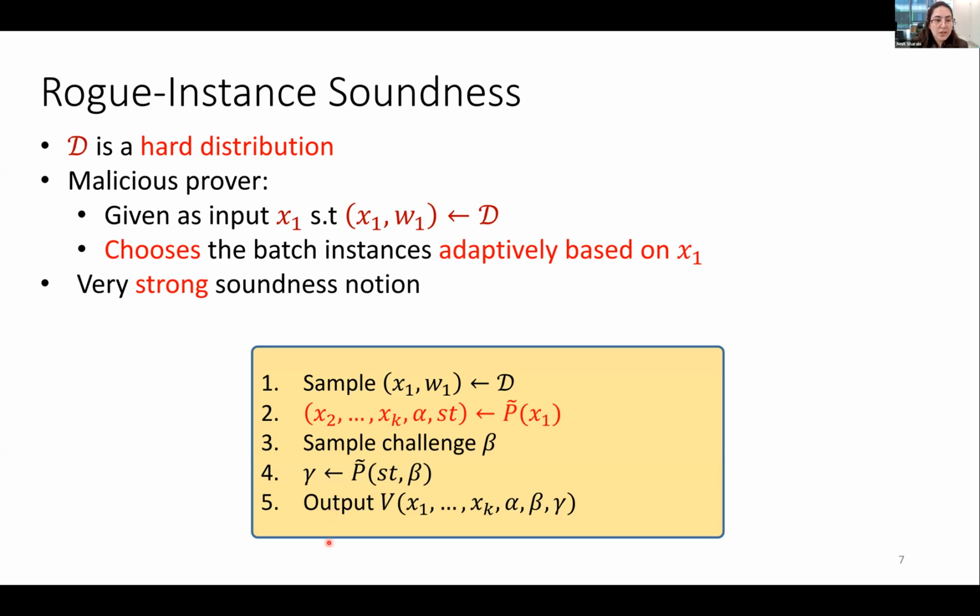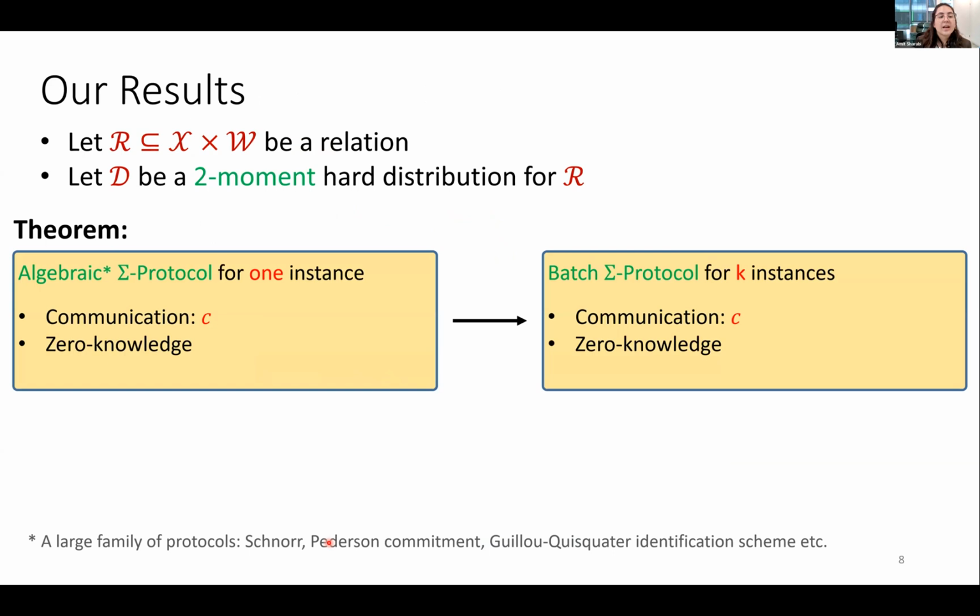So now that we have a notion of knowledge soundness for batch protocols, it is left to see whether we can batch sigma protocols while preserving small communication. Our main theorem says that every algebraic sigma protocol for one instance, which we will define later on in this talk, can be transformed into a batch sigma protocol for k instances with the same communication C while preserving zero knowledge.